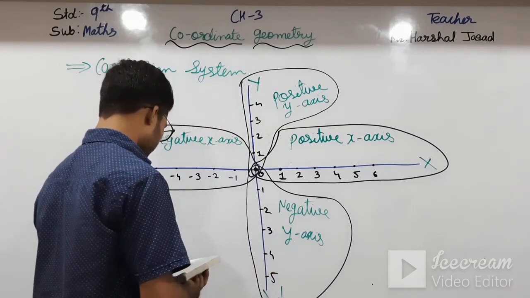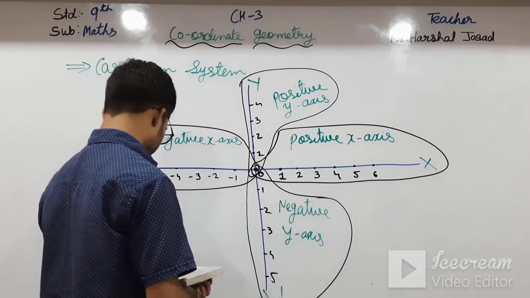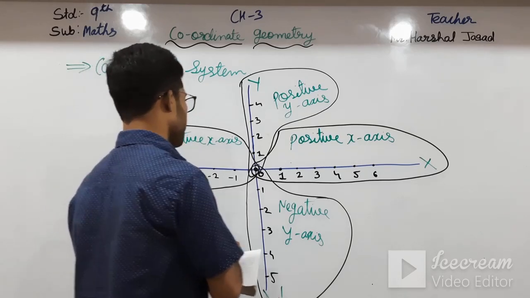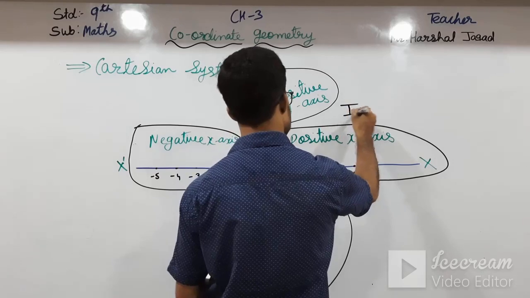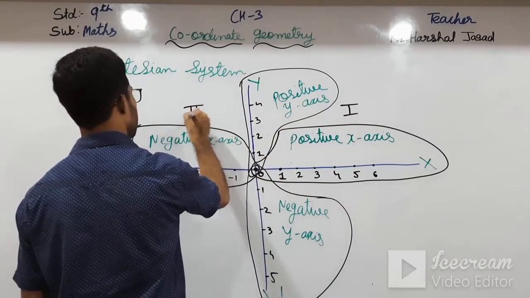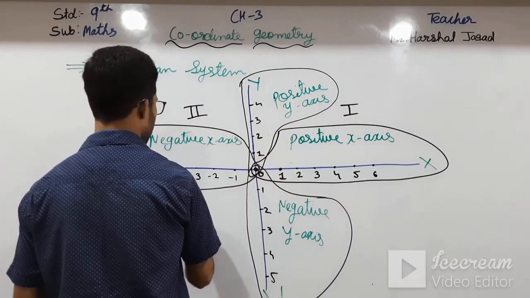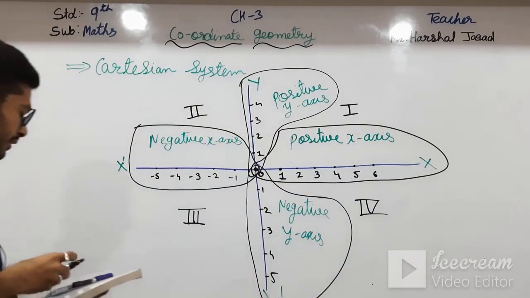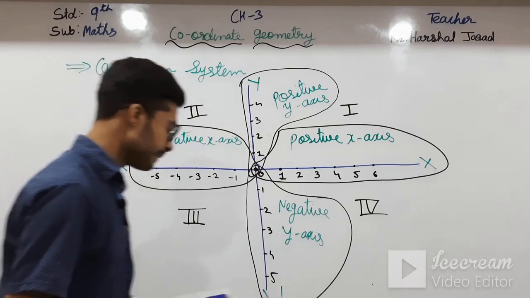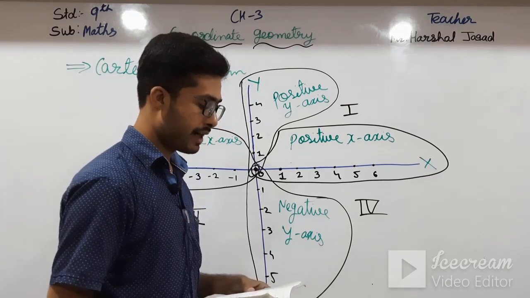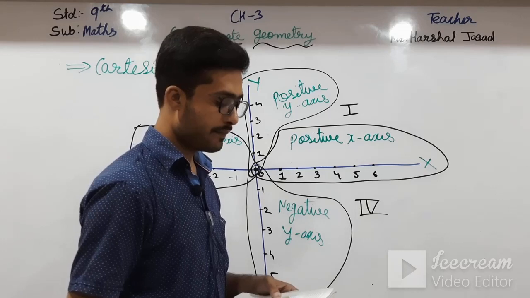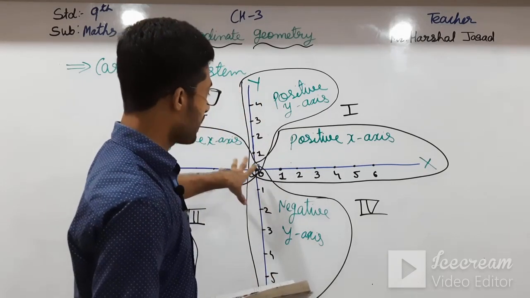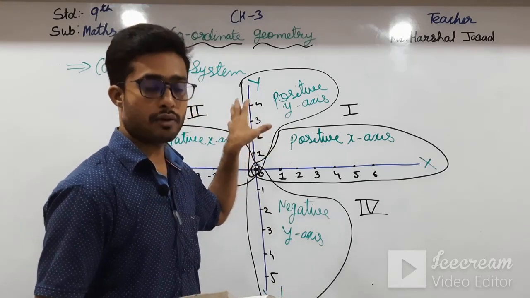See here, I am writing that this is first, second, third and fourth quadrant. Okay students, here I am now reading that. You observe that the axes divide the plane into 4 parts. These 4 parts are called the quadrants. Means these 4 parts, which these 2 lines divide, are known as quadrants.